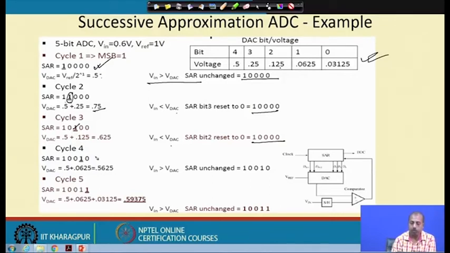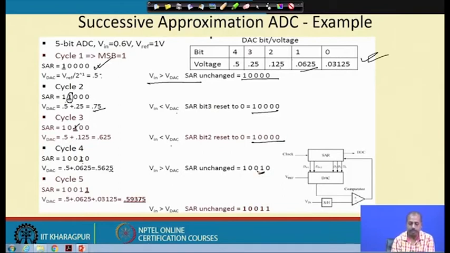In cycle 4, we will be trying out the fourth bit. So, this bit is turned 1 and the contribution is 0.0625. So, it becomes 0.5625. So, 0.5625 is less than V in. So, V in is greater than VDAC. So, this bit survives. So, this bit remains as 1.